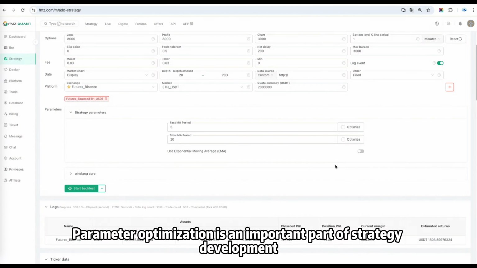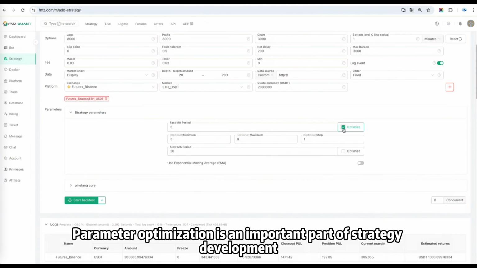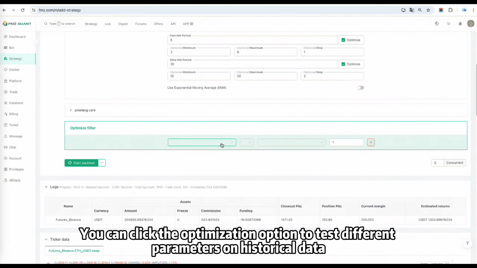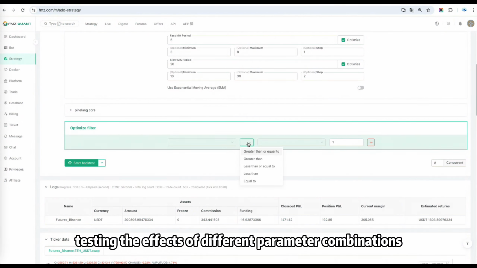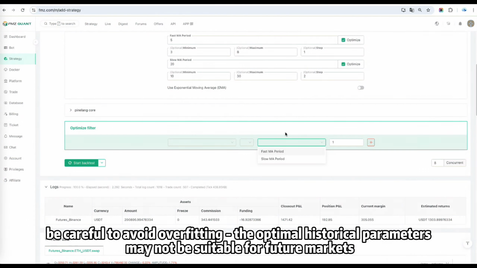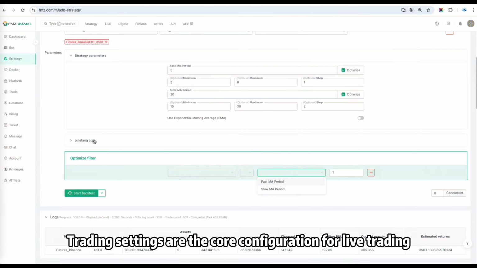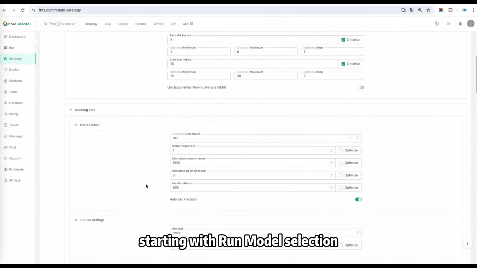Parameter optimization is an important part of strategy development. You can click the optimization option to test different parameters on historical data, testing the effects of different parameter combinations. But be careful to avoid overfitting. The optimal historical parameters may not be suitable for future markets. Trading settings are the core configuration for live trading, starting with run model selection.